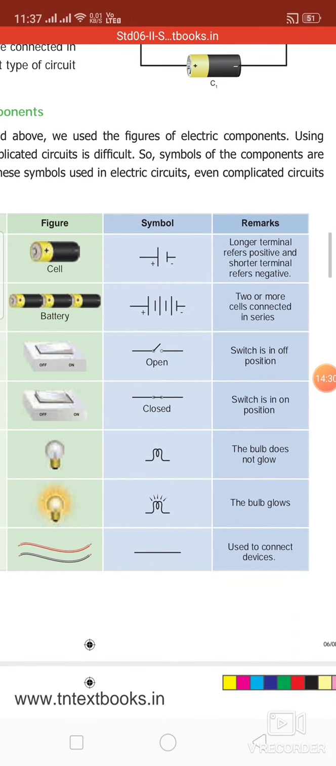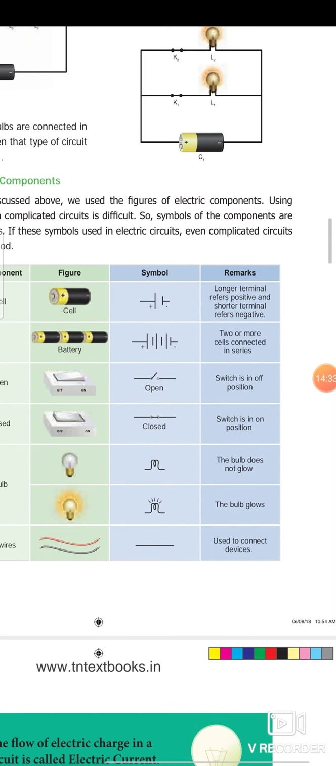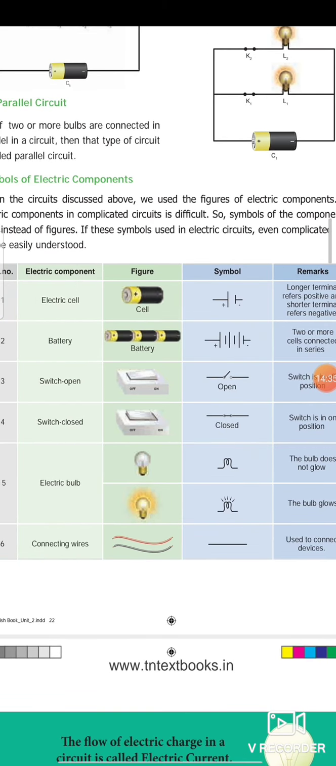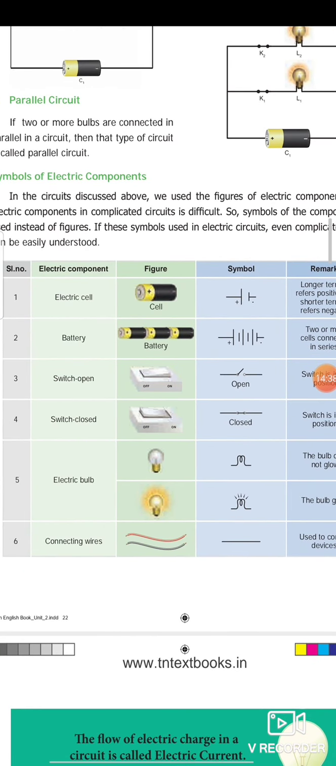Now, symbols of electrical components have been given in your textbook. See the table clearly. First one is electric cell. Single cell is shown. The figure is shown, what you see practically. But in electric symbol, plus and minus terminal will be shown like this only. This is the symbol. A long vertical line is the plus symbol, a short vertical line is the minus symbol. Longer terminal refers to positive and the shorter terminal refers to negative.